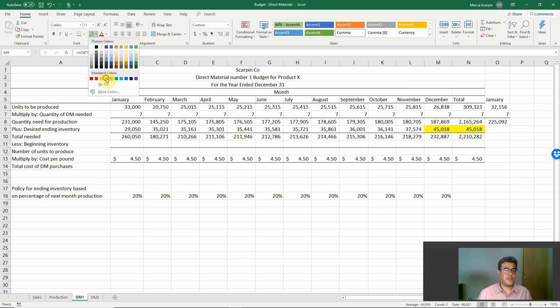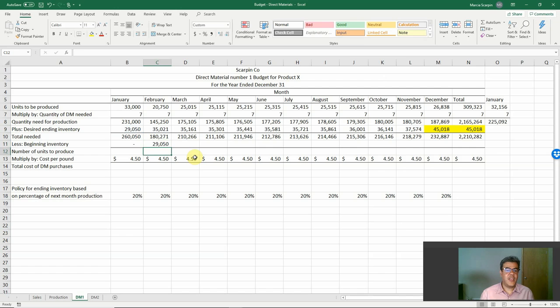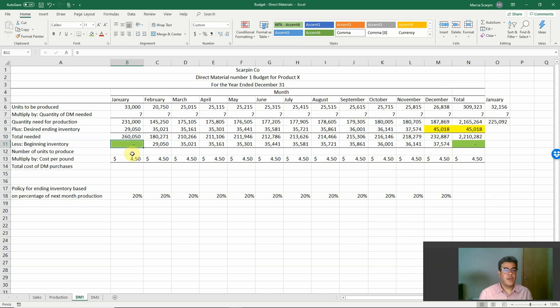Less beginning inventory. Let's consider we are a new company, so we have no beginning inventories. If we are an old company, we only need to take this number from the previous December. Beginning inventory is always the previous ending inventory. So 29, and we copy and paste until December. And here the total is the same. The total beginning inventory is the January beginning inventory. Here we need 250, we have nothing, so we need to produce 250. However, in January we need 180, we have 29, so we only need to produce 151. And here we copy and paste.